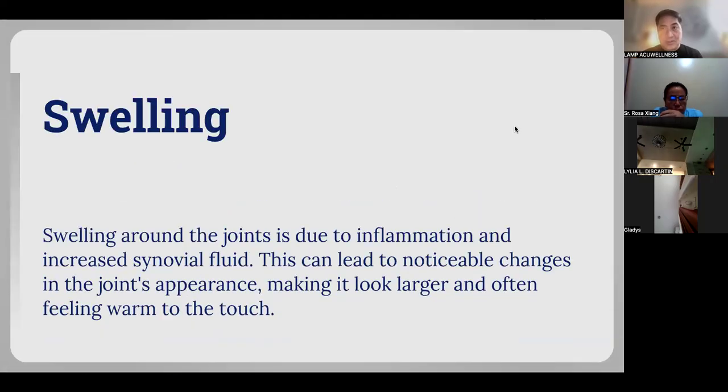Swelling. Swelling is very dampness. Swelling around the joints is due to inflammation and increased synovial fluid. So you will notice a change in the joint's appearance, making it look larger and often feeling warm to the touch. So if it's warm and there's swelling, so ano po yun? What's the diagnosis, Ma'am Trix? Damp heat, right? Heat. Yeah.